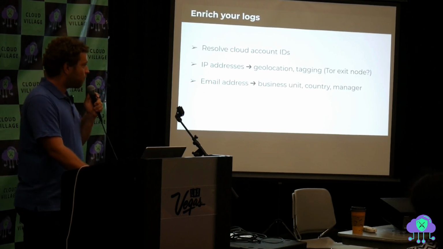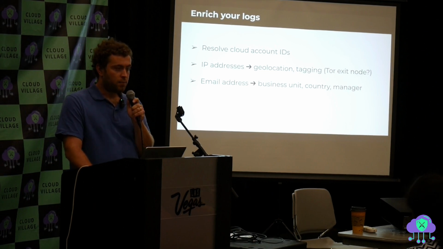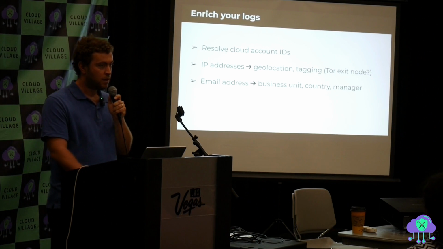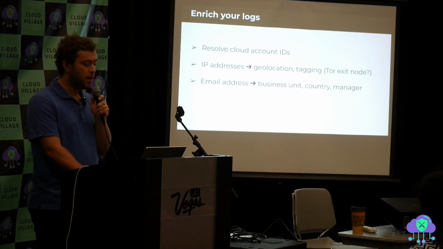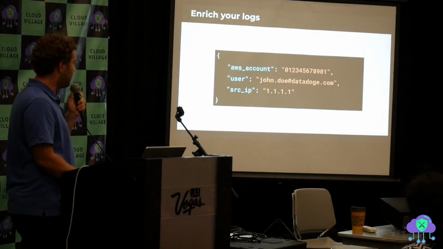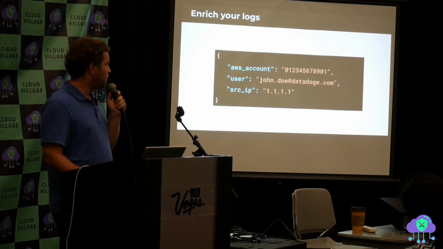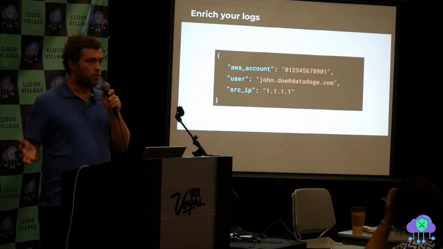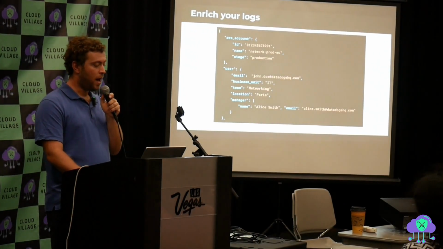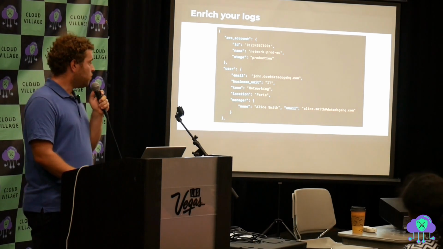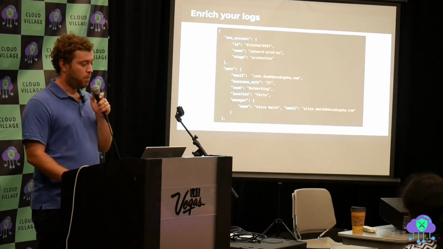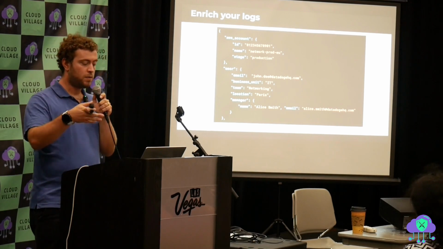Enrichment. You could talk about it for hours, but three things that I found to be very helpful are resolving the cloud account IDs, enriching IP addresses, and email addresses. And really what you want is to turn something like this that gives you minimum information, so that's the numeric AWS account ID, an email, and a source IP, into something that you have much more context on. So for instance, you add the account name, you add the account stage, so that at first glance, okay, this is a production account. Maybe it belongs to this team, maybe the owner is this person.